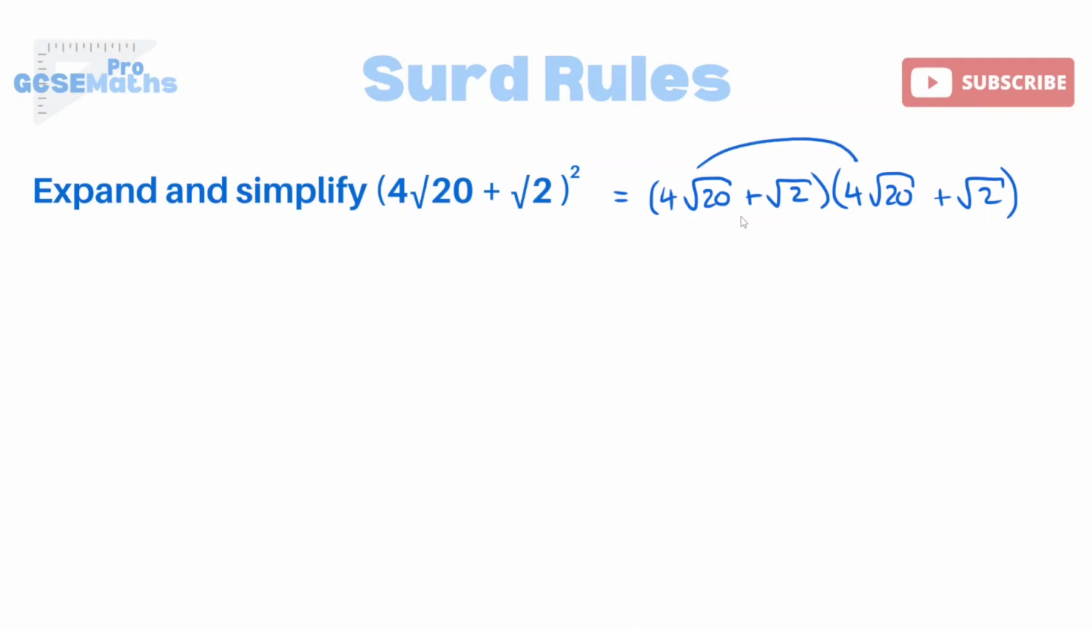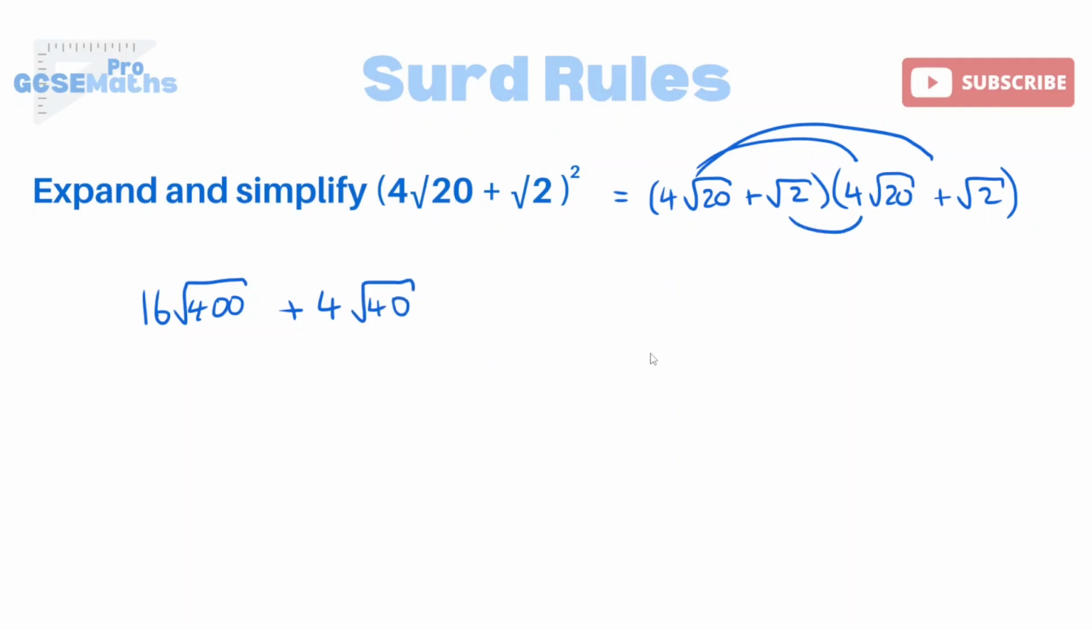We've got 4 root 20 times 4 root 20, so obviously that's going to give me 16 on the outside, and root 400 on the inside of the square root. 4 root 20 times root 2. Well, 4 on the outside because that's technically a 1, isn't it? 1 root 2. And then root 20 times 2 is root 40.